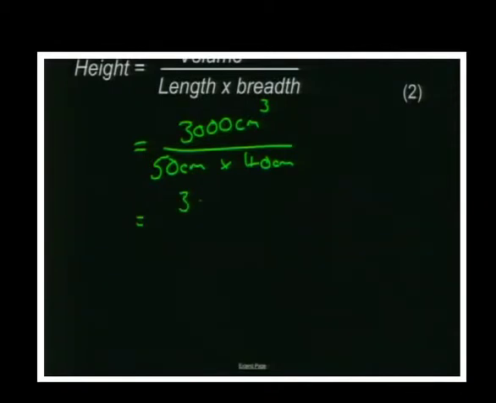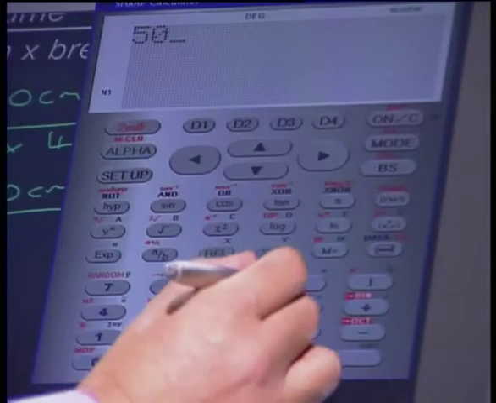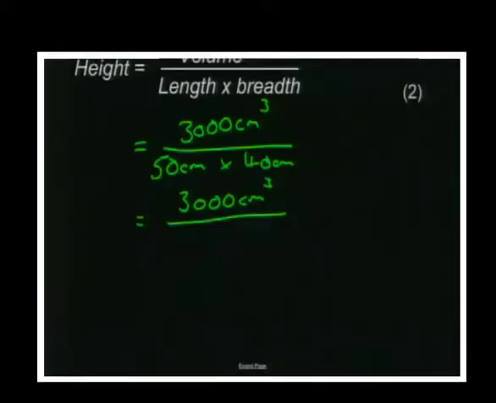Equals 3,000 centimeters cubed divided by 50 times 40 on our calculator. Let's go. 50 multiplied by 40 equals, and there we get 2,000. So I'm going to say 2,000 centimeters. Now, I want you to take note of something. We've got centimeters times centimeters, which is centimeters squared. Now I'm going to divide 3,000 by 2,000.